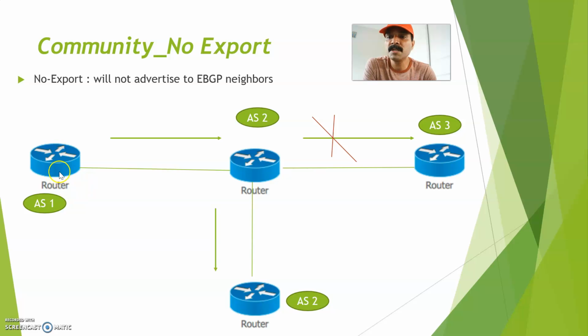So in this case, assume this router is sending an update. Say the prefix is 1.1.1. It is advertising prefix 1.1.1 to this neighboring router. The same prefix you can see in this BGP table and in this BGP table, since both are IBGP neighbors, right? But the same prefix will not show up in this BGP table. That means it will not advertise any update to any EBGP neighbor. The same update will show up in the IBGP neighbor, but it will not show up in the EBGP neighbor. So that is the difference between community no advertise and community no export.